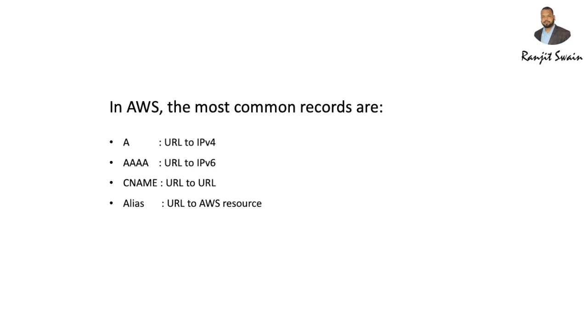In AWS, the most common records are: A record, which is used to convert your URL to IPv4; AAAA, which will convert your URL to IPv6; CNAME, that is canonical name, that will convert your URL to URL; and alias, which maps your URL to AWS resources.